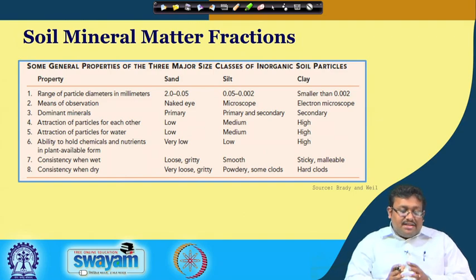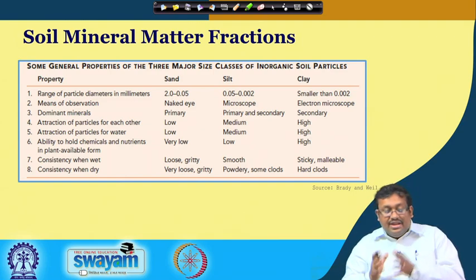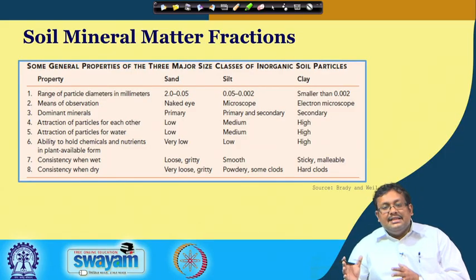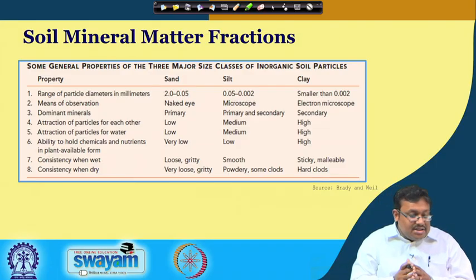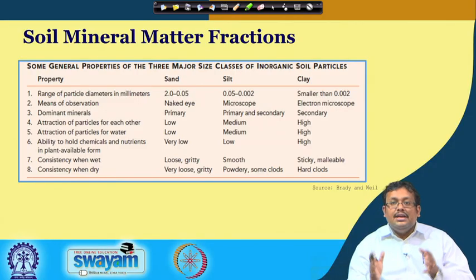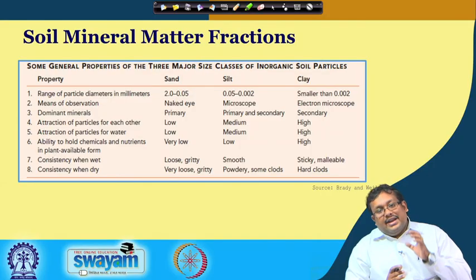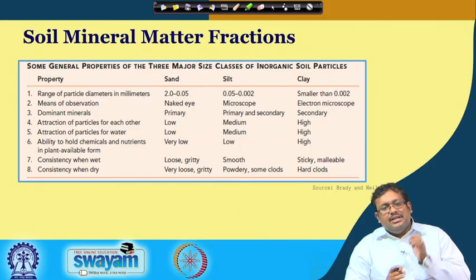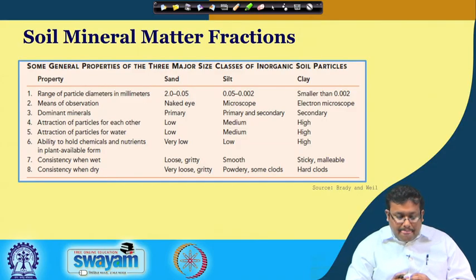Now, these soil separates show variation in their properties. For example, the first property is the range of particle diameter in millimeter, which we have talked about. If you consider the means of observation, how can you see these particles? Sand can be seen with the naked eye, silt can be seen with a microscope, and the clay fraction is so fine that it can only be seen with the help of an electron microscope.